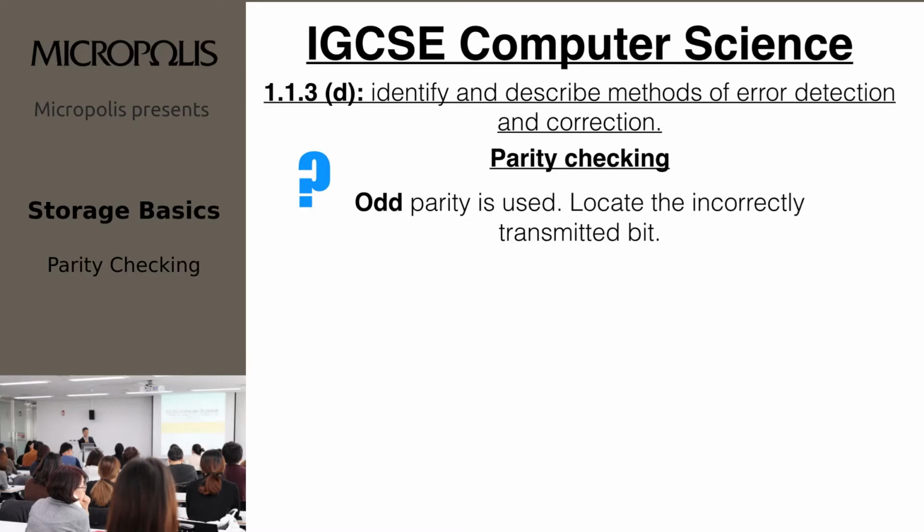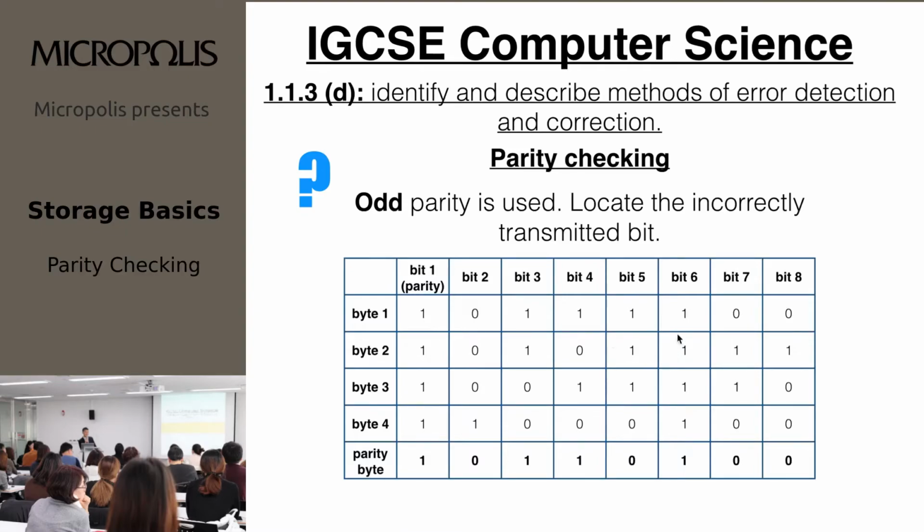So here's a question. Odd parity is used. Locate the incorrectly transmitted bit. Again, we count the rows. 1, 2, 3, 4, 5. 1, 2, 3, 4, 5, 6. 1, 2, 3, 4, 5. 1, 2, 3. We don't include the parity byte because, remember, it is calculated from the vertical counts, so we don't have to count that. Clearly 6 is the only even number here, so it must be in byte 2.